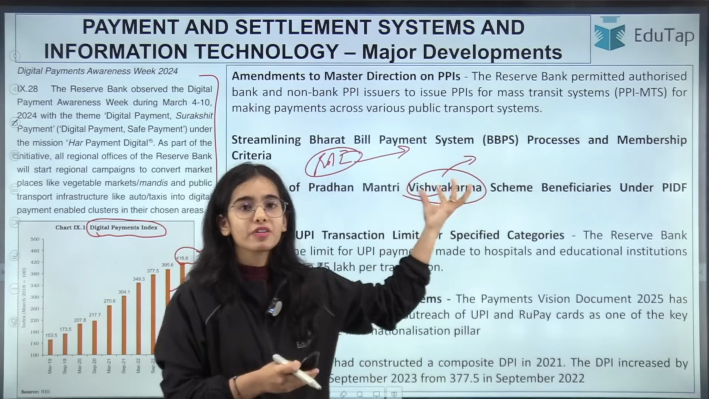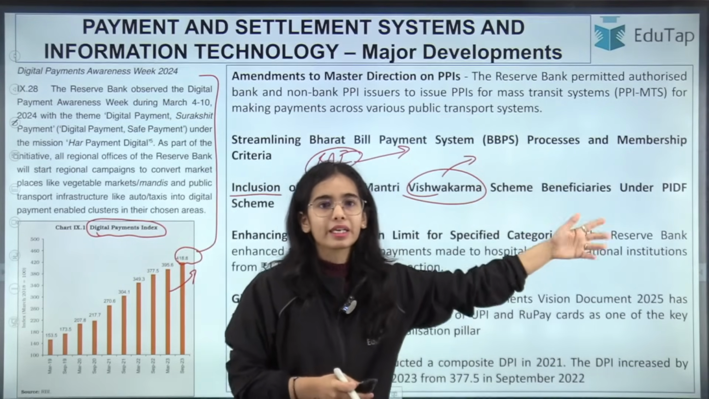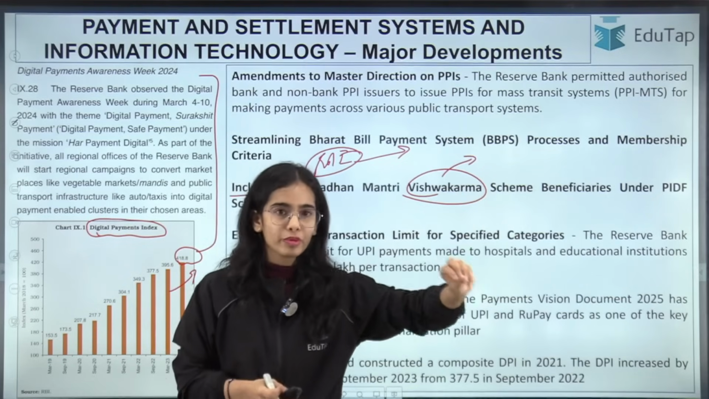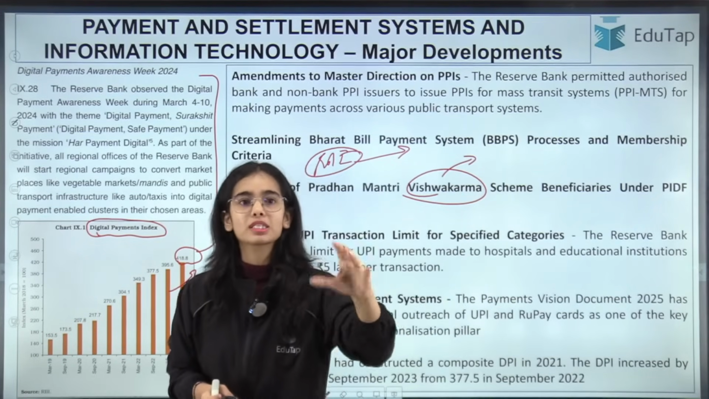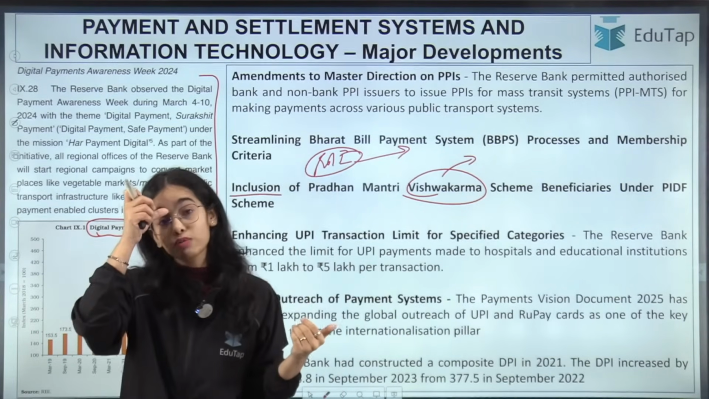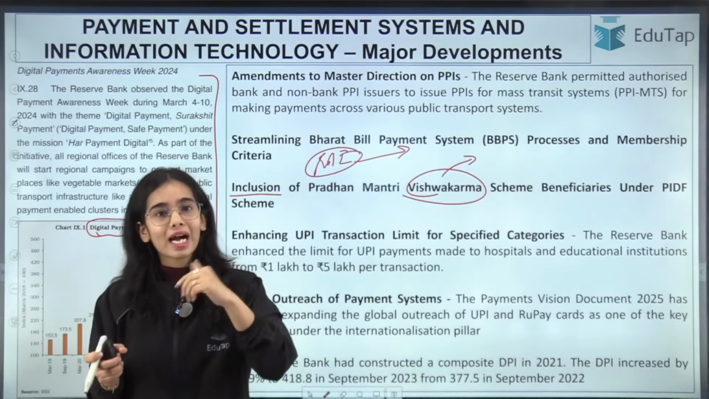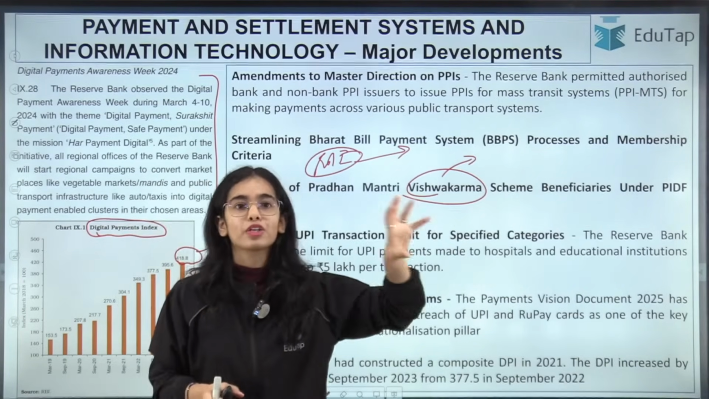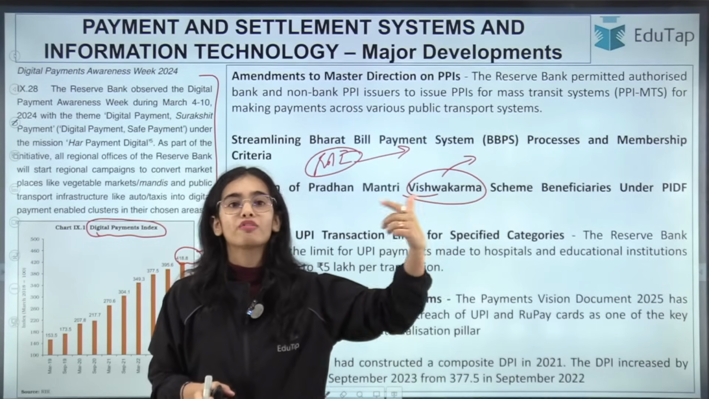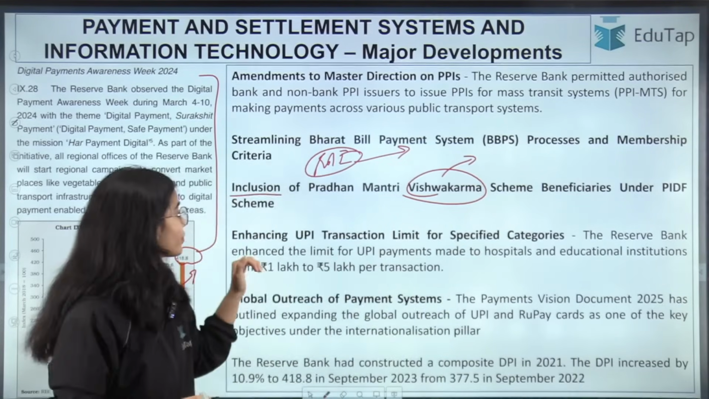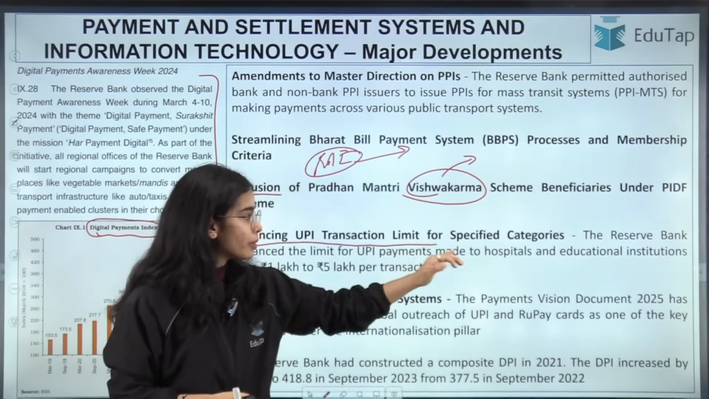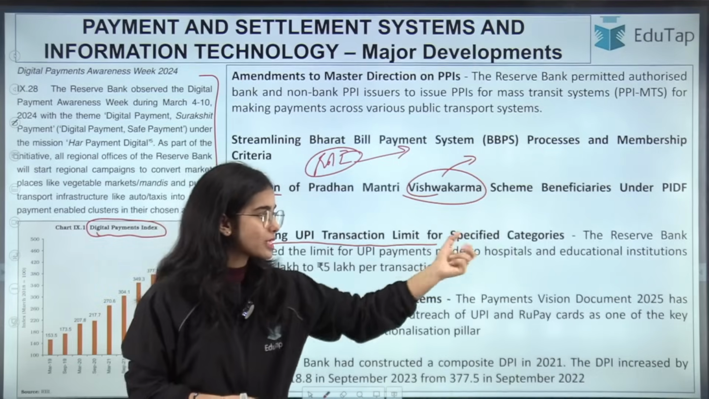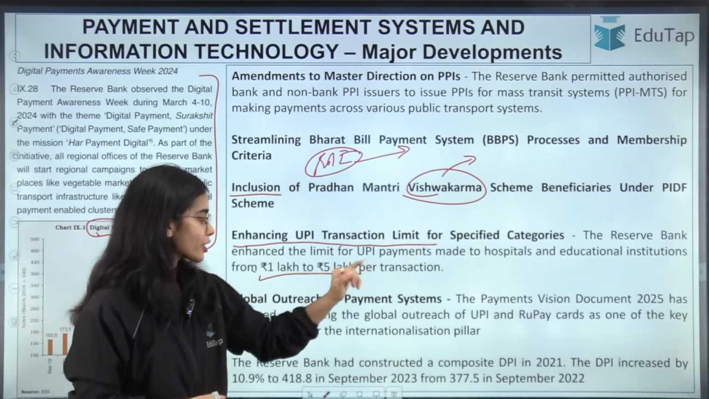The Pradhan Mantri Vishwakarma scheme was integrated under the PIDF scheme, so that the Vishwakarma, like the blacksmiths and cobblers, also get the benefit of subsidized POS machines and QR codes under the PIDF scheme. Enhancing the UPI transaction limit for specified categories such as hospitals and education institutions from 1 lakh to 5 lakh.